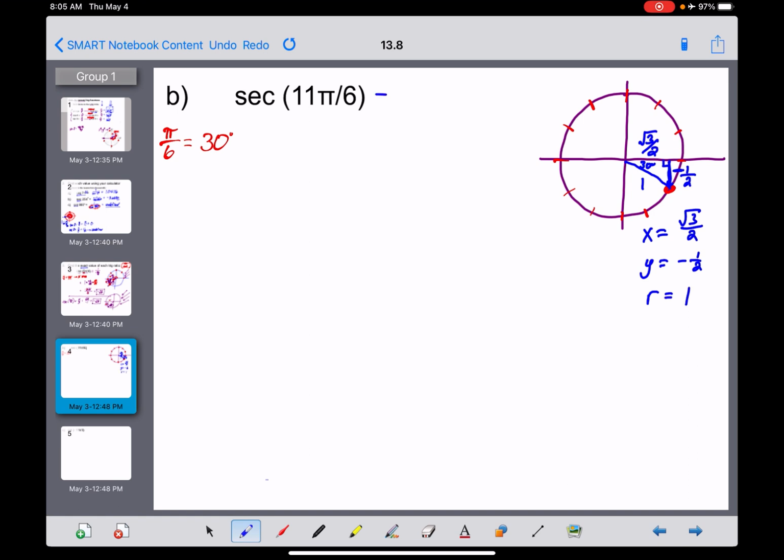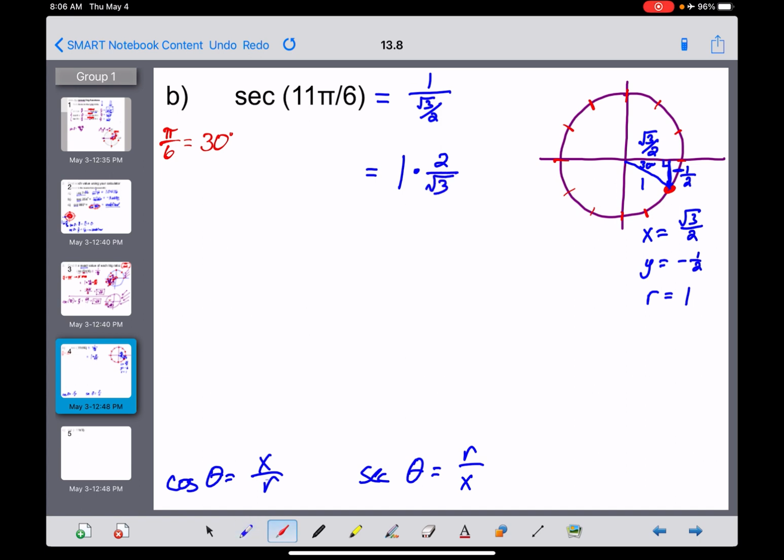All right, again, guys, the secant of 11 pi over 6 is the reciprocal of cosine. And as we said earlier, cosine of an angle is always going to be x over r. Secant, then, let's write that one out too. Secant is the reciprocal of that. That'll be r over x. So your radius here is going to be 1, and your x-coordinate, we said, is root 3 over 2. Now, again, we don't want to leave this as a complex fraction, so this is going to be your numerator, 1, multiplied by the reciprocal of your denominator, which is 2 over the square root of 3.